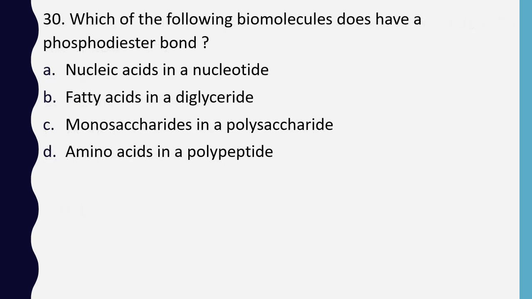Question number 30. Which of the following biomolecules does have a phosphodiester bond? Nucleic acid in a nucleotide, fatty acids in a diglyceride, monosaccharides in a polysaccharide, amino acid in a polypeptide. Phosphodiester bond. Correct answer is option A. It is found in nucleic acids in a nucleotide.